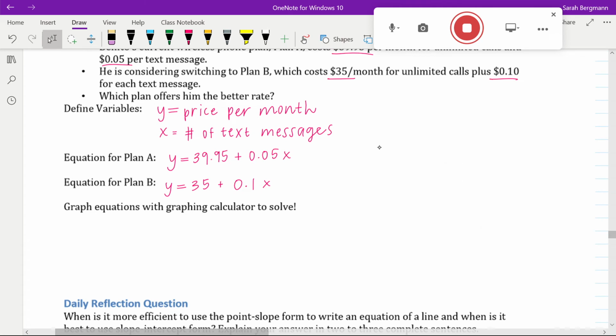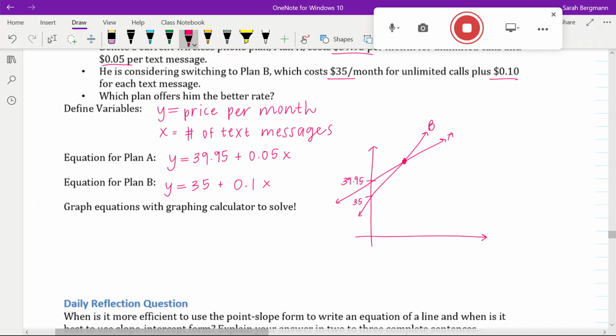Now let's think about these equations. I want to know which plan is better. If I look at these on a graph, plan A has a y-intercept of 39.95, and it has a slope of 0.05. So I know it's a positive slope. Plan B has a y-intercept of 35, but it has a greater slope. 0.1 is greater than 0.05.